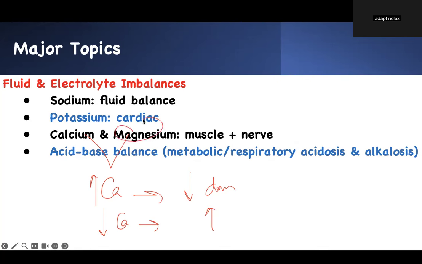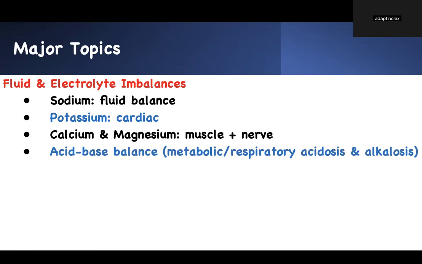Same thing for magnesium. And of course, acid-base imbalance. You'll be able to identify which is acidosis, alkalosis, and what is the compensation. So that's the key aspect.